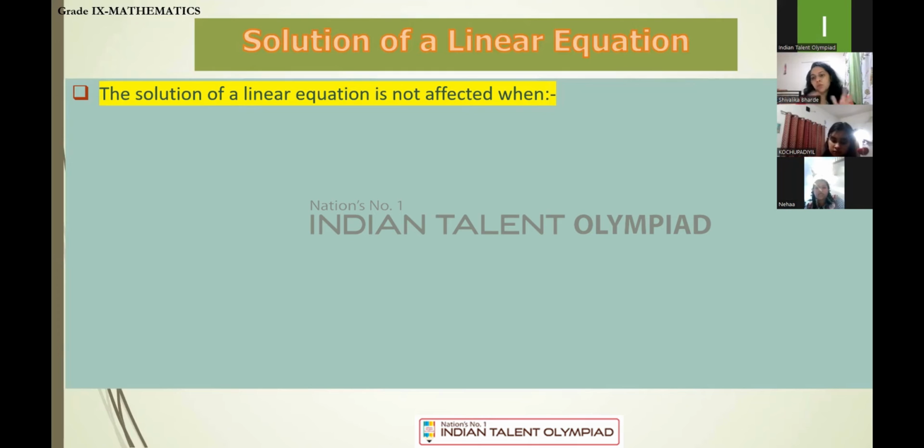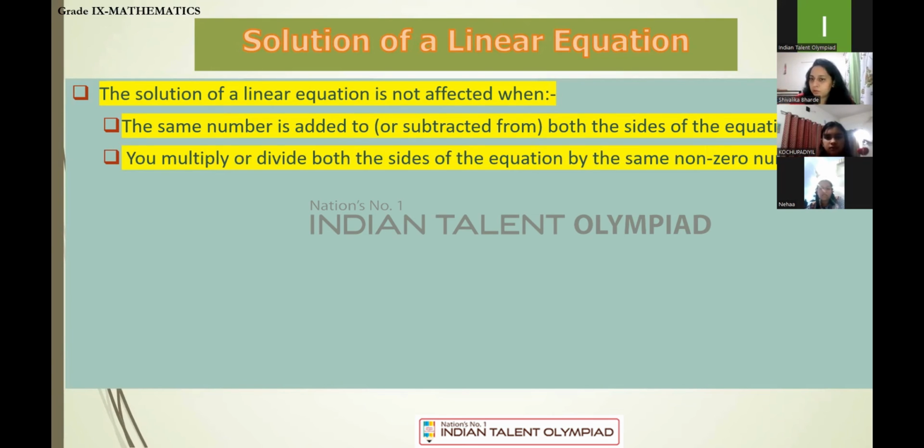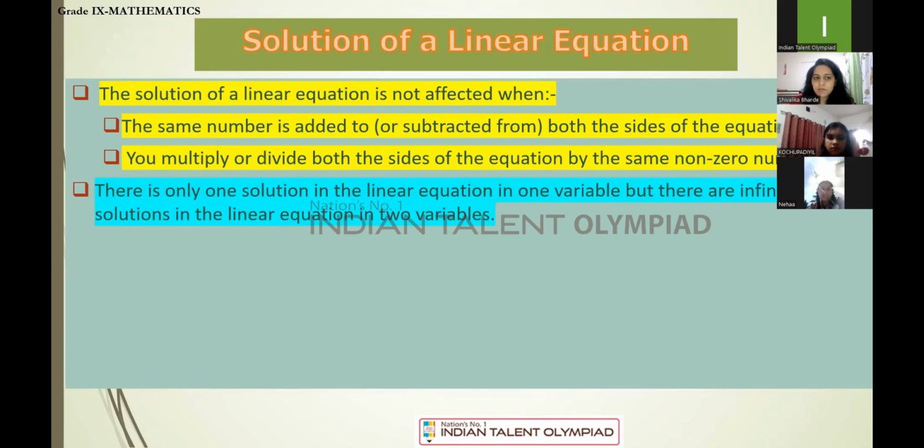So there are some points I would love to discuss before jumping to the solution. The solution of a linear equation is not affected whenever we add something or subtract something from both sides. From the previous equation, I can subtract 6 from both sides, so it will become 0. Doesn't matter. Also, we can multiply or divide both sides by any non-zero number, and it doesn't matter.